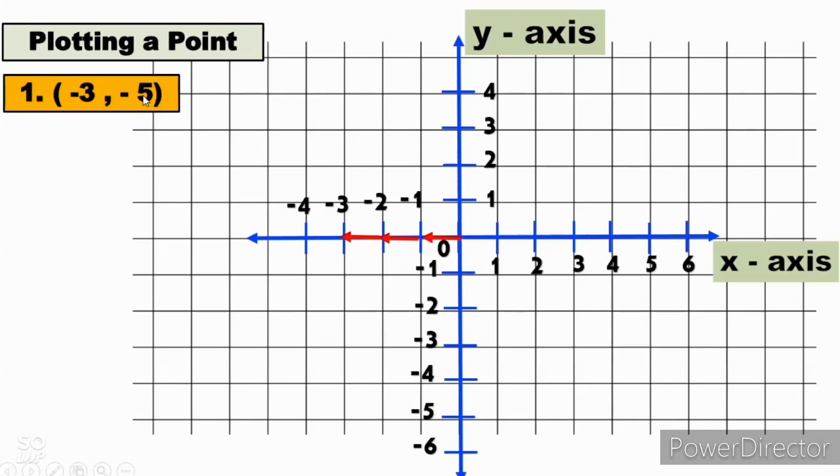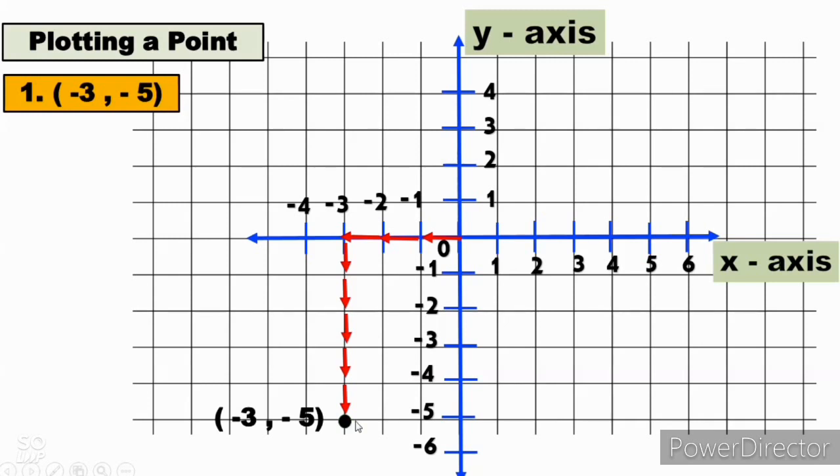And our y-coordinate, which is negative 5. Since this is negative, we're going to count 5 units going in the negative direction. Okay, so going downward. So now we have 1, 2, 3, 4, and 5. And then place the point. Okay, and that is the point negative 3, negative 5.